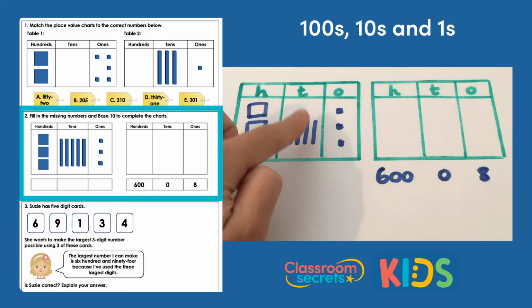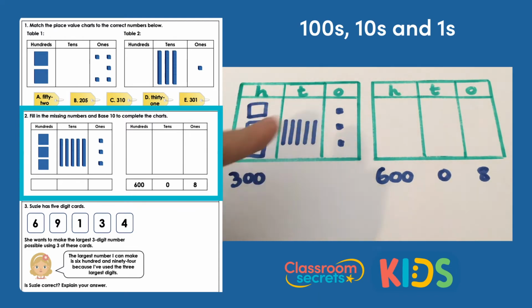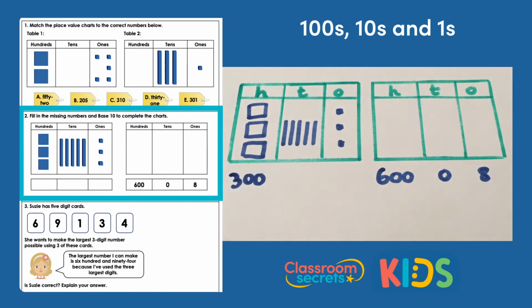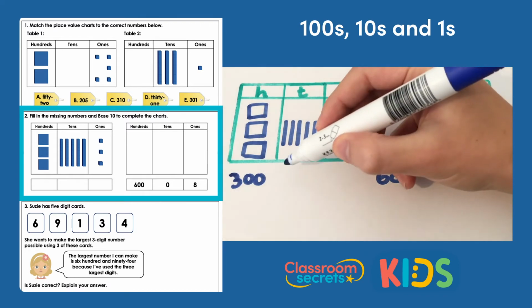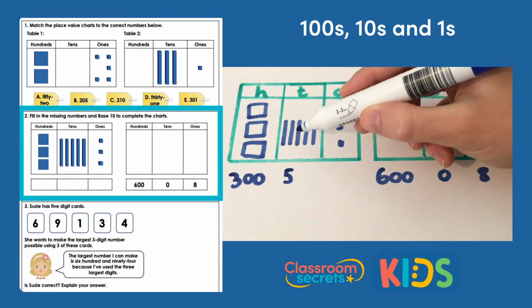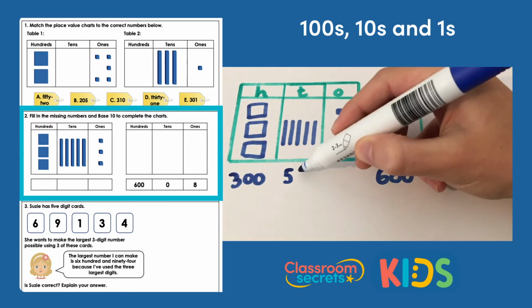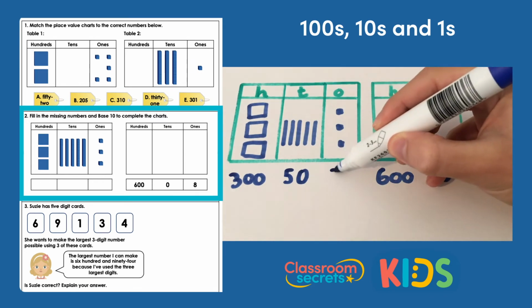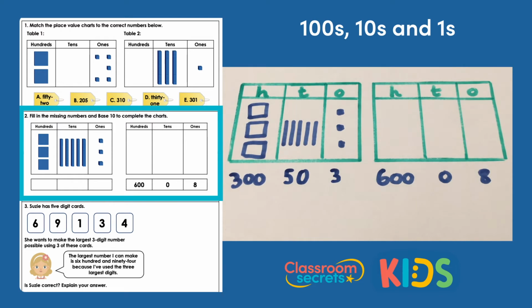Then we're going to look at our tens. We're going to work across that way to our right. We have 1, 2, 3, 4, 5 tens. I'm not going to put a 5 on its own like that because we're working in our tens. We have 5 tens, and 5 tens are 50. And then we look at our ones and we have 3 ones. So for that first chart, we should have 300, 50, and 3. The number being shown is 353.